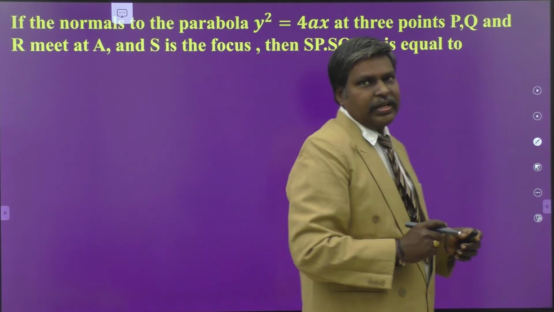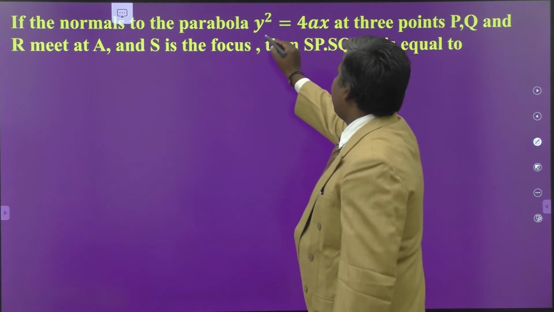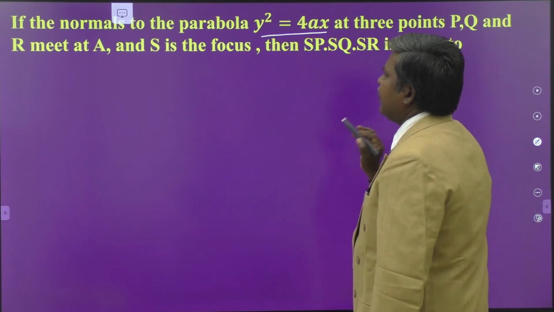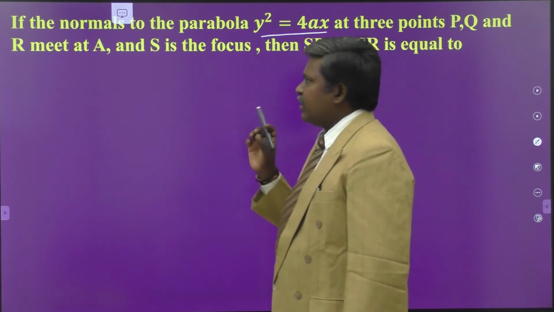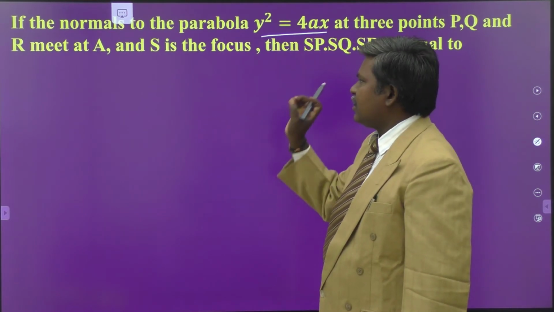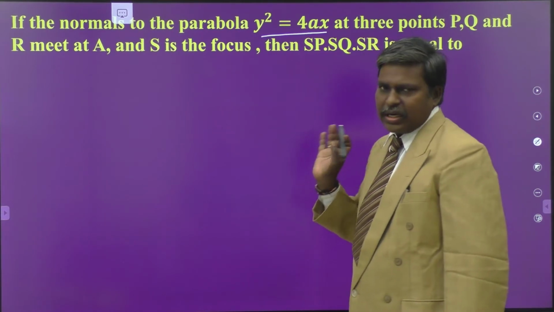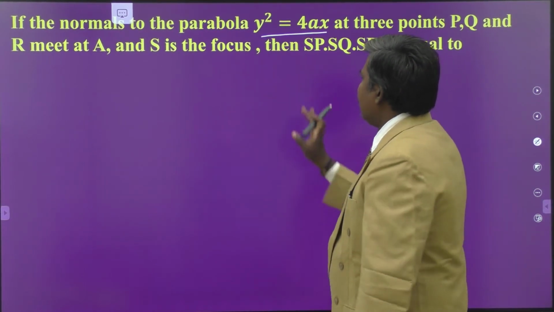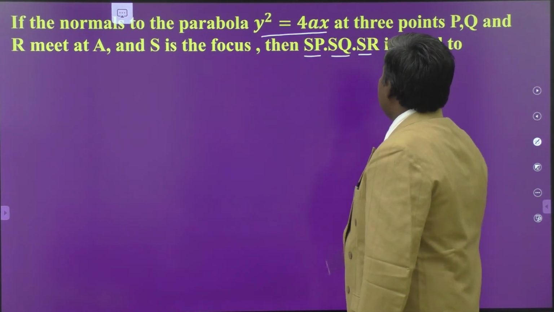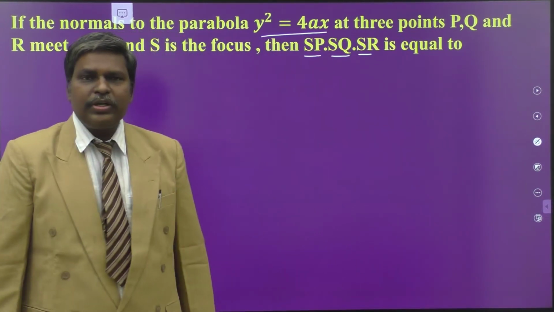Next one, this is also a very nice question for you. If the normals to the parabola y square is equal to 4ax, at 3 points P, Q, R, meet at A. So A is a point in the plane of the parabola. We can draw the 3 normals from that point A to the parabola. They meet the parabola at P, Q, R. That is the meaning up to here. And S is the focus of the parabola. Then we have to find the value of SP into SQ into SR.